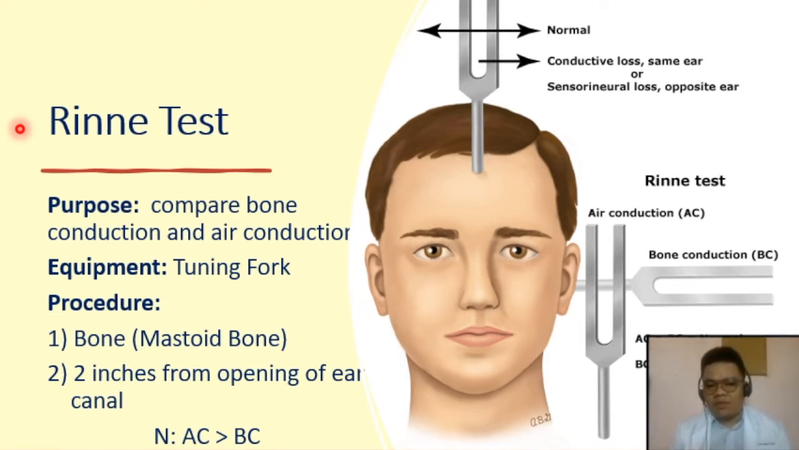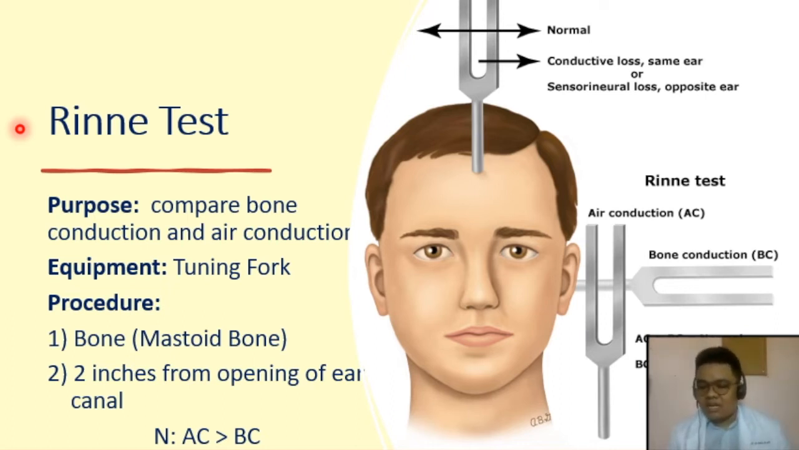Plus, the purpose of your Rinne test is to compare bone conduction and air conduction. Recall that I have mentioned that there are two ways for sound to be transmitted to our inner ear. One is through bone conduction, and the other one is air conduction. The common one, for example, the one that you're using right now when you are listening to this recorded lecture through your laptops, is air conduction.